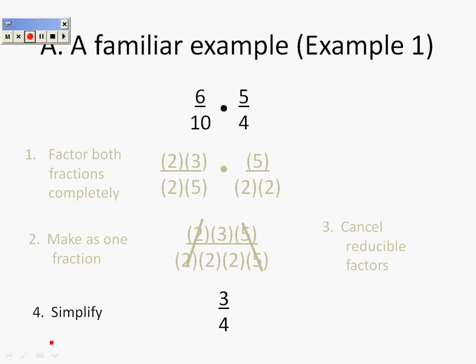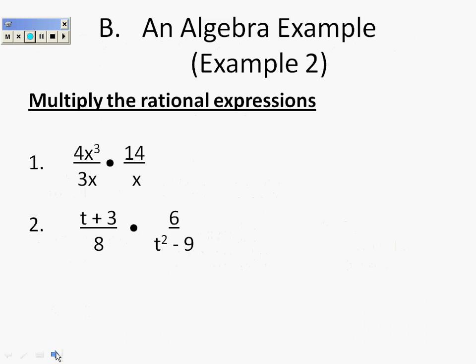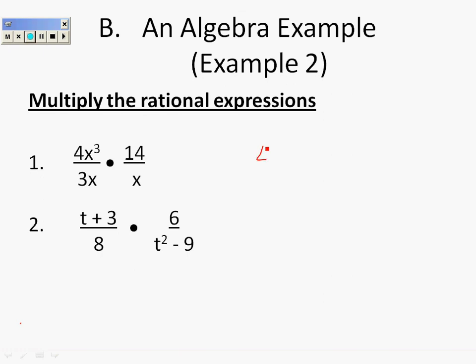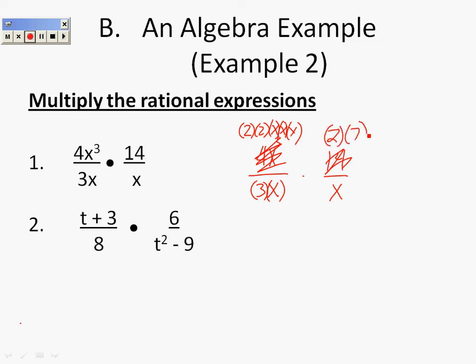Okay, so let's go ahead and try some problems here. Go ahead and write down number 1. So, if we factor these, 4x to the third over 3x times 14 over x. Here we go. Now, 4x to the third. 4 is what? 2 times 2. And x to the third is 3 x's, right? And the bottom is just 3 and x. You really don't need to rewrite that. 14 is 2 times 7, right? And x doesn't factor at all.